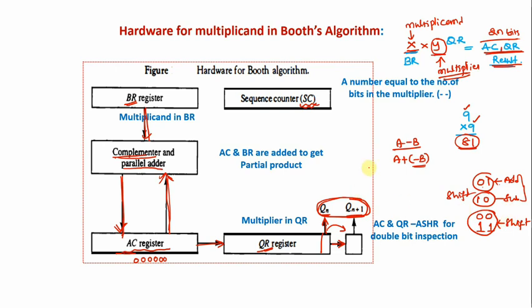Okay, so this process is to be repeated. Addition, subtraction, shifts. This process is to be repeated n number of times, where n is the number of bits in the multiplier. That n is stored into the sequence counter. Whenever sequence becomes 0, we have to stop the process.